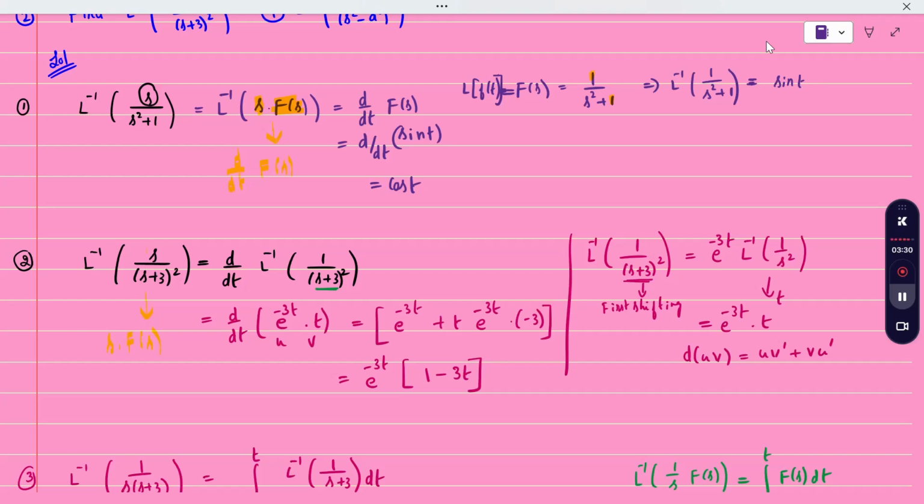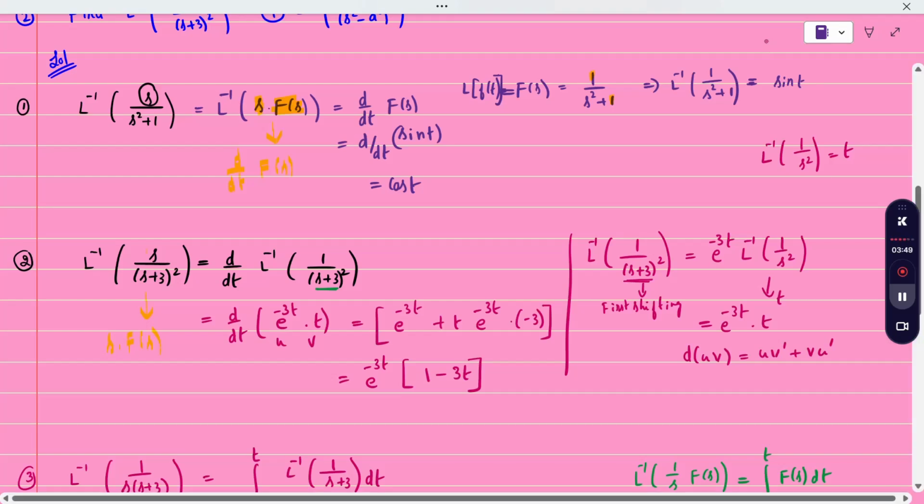Okay, so L inverse of 1 divided by s square. Why L inverse of 1 divided by s square? You can check the formula in my previous video. It is nothing but t. So e to the power minus 3t into t. Now it is like a differentiation of uv. uv differentiation is u dv plus v du. That only is done in this calculation.